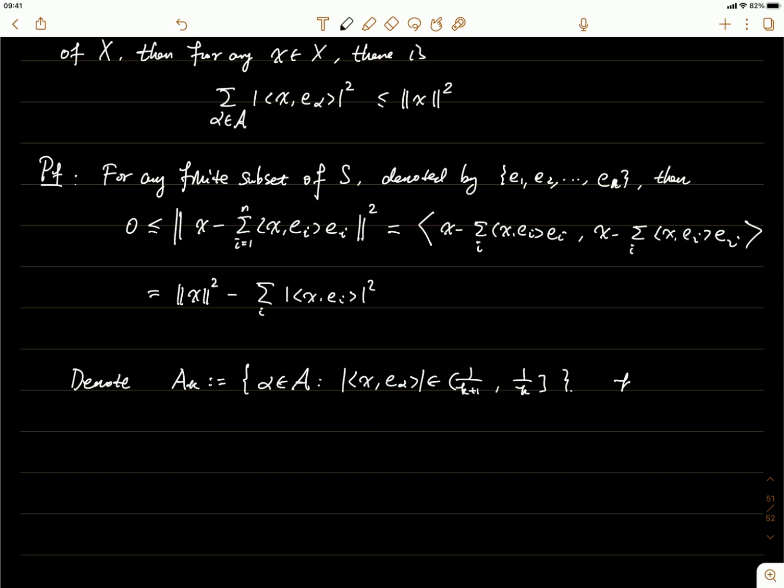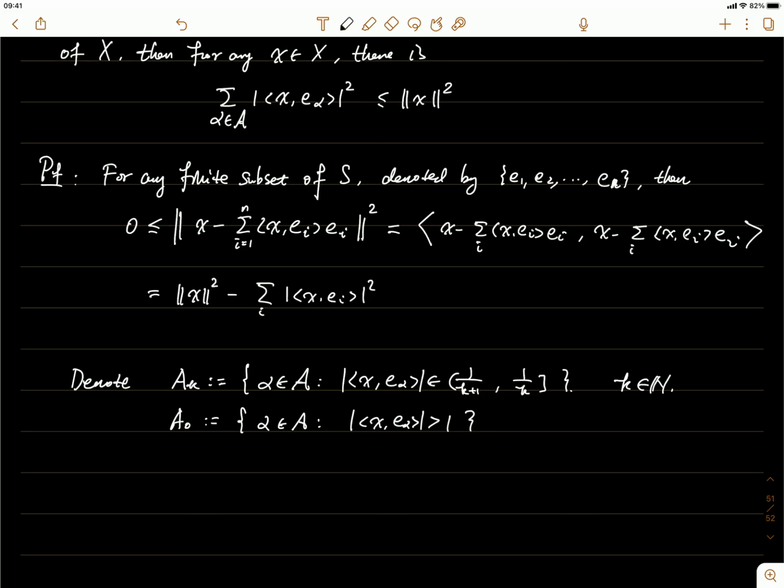Okay, and this is for k greater than or equal to 1, so it's all the natural numbers. And also I can define A0 just to be the index set such that |<x, e_alpha>| is bigger than 1. Right, you can do this.